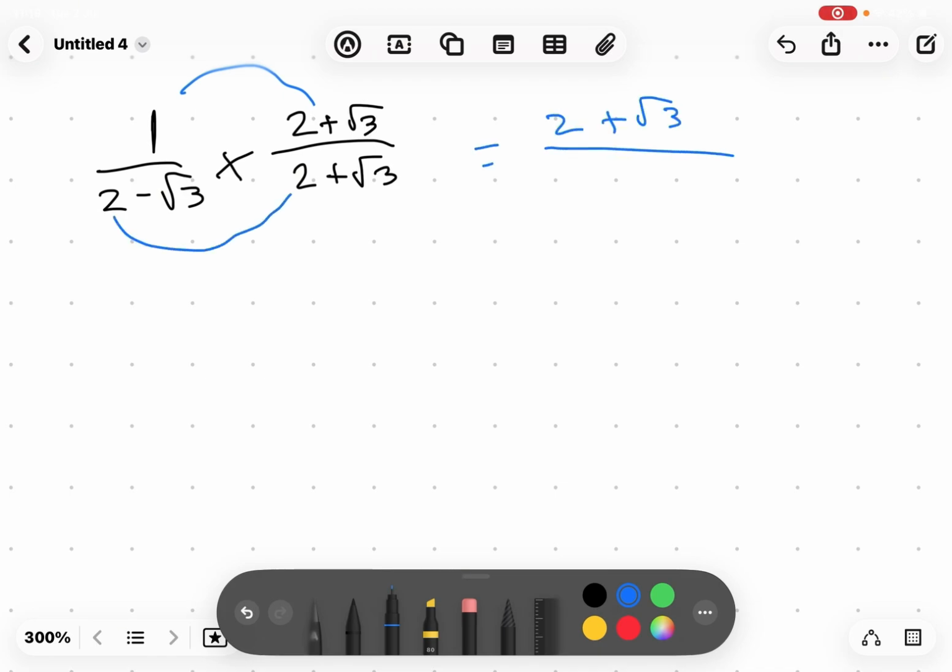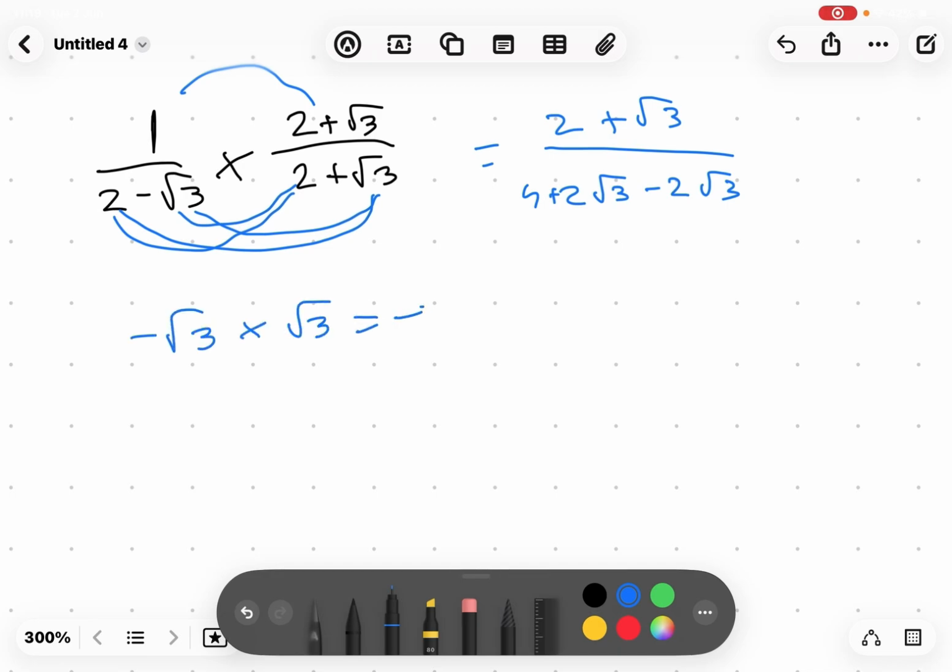Then 2 times 2 is 4, then 2 times this is plus 2 thirds, and then this times this is negative 2 thirds, and then this times this, so when you do this, it's equal to negative 3. The brackets basically disappear.